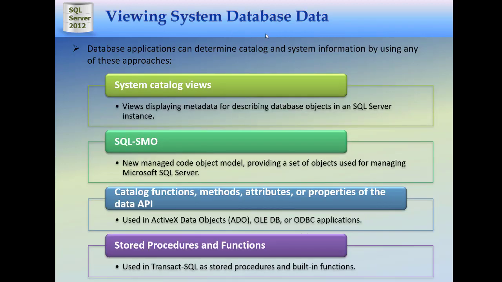Okay, viewing system database data. Now, database applications can determine catalog and system information by using any of these approaches. System catalog views, displaying metadata for describing database objects in an SQL Server instance. We have SQL SMO, the new managed code object model. We'll be looking at what is managed code later. So this is a new managed code object model providing a set of objects used for managing Microsoft SQL Server. We have catalog functions, methods, attributes, and/or properties of the data application programming interface.